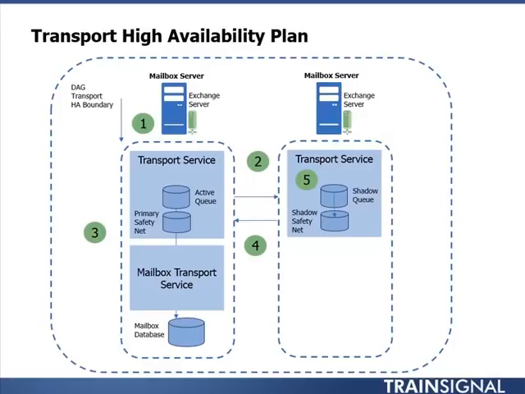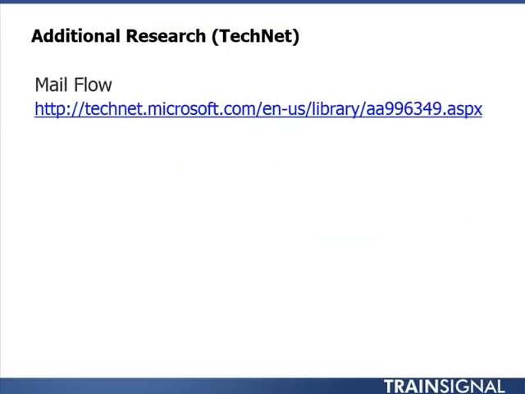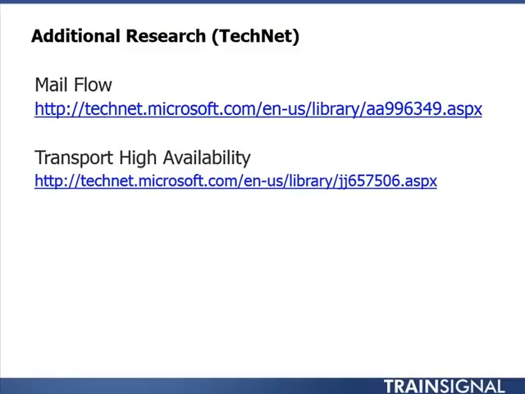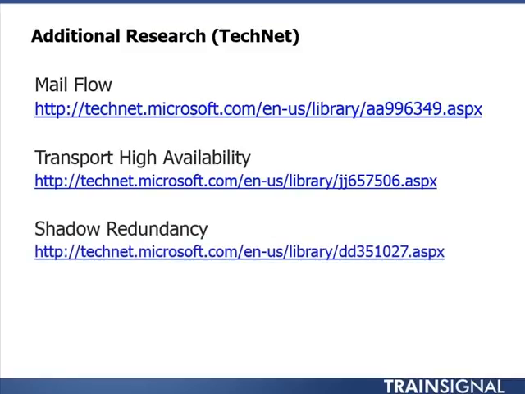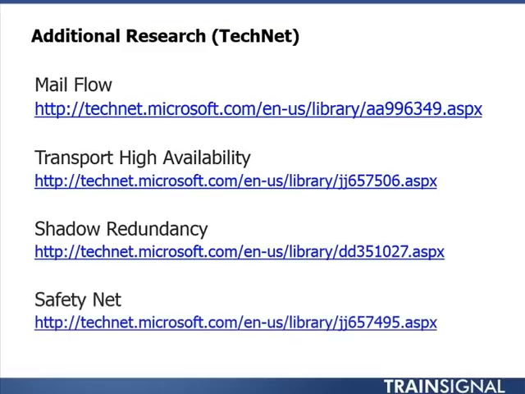Alright, and so as promised throughout the lesson, we're going to mention a few TechNet articles that would be worth researching. So if you want to learn more about mail flow, you can check out this article here. If you want to learn more about transport high availability, if you want to learn more about shadow redundancy, and if you want to learn more about the safety net. You'll note that all of these articles are pretty much connected to each other, so if you go to one, you'll be able to find the links for the others as well.